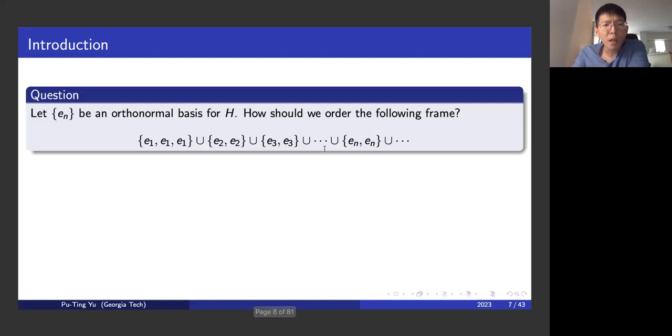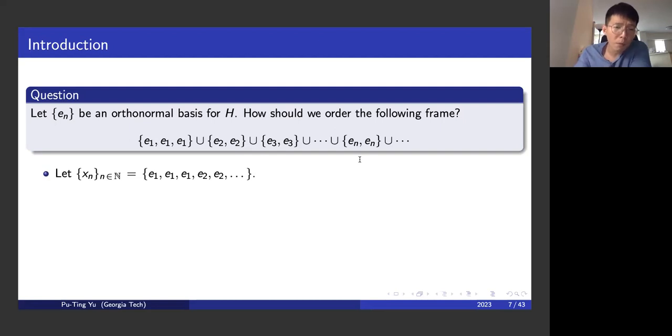Let e_n be an orthonormal basis for H. Then we can consider the frame where we duplicate e_1 three times, and e_2 twice, e_n twice, and so on. By the definition of frame, we can see that this sequence is a frame with upper frame bound 3 and lower frame bound 2. So this is a frame. But the thing is, how should we order this frame? Perhaps the most straightforward order is just to let x_n be e_1, e_1, e_1, e_2, e_2, and so on.